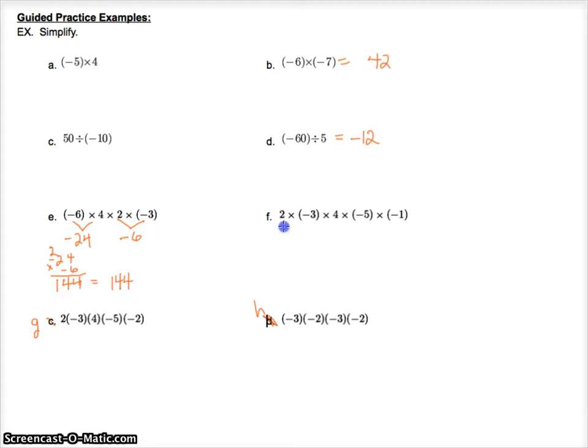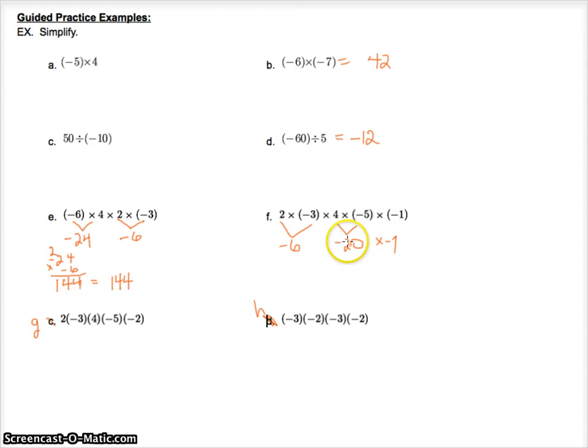So let's look at 2 times negative 3. It's going to give me negative 6. 4 times negative 5 gives me negative 20. And then times negative 1. Let's make a prediction. How many negatives do I have here? So I've got 3 negatives, so let's predict whether it'll be an odd or even answer. I think it's going to be a negative answer because it's got an odd number of negative integers.